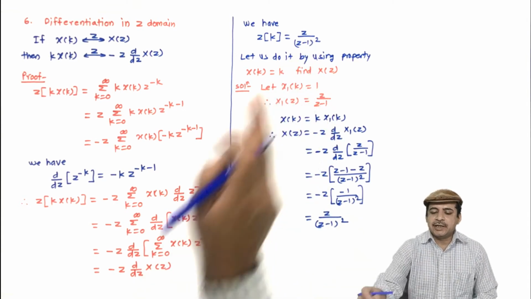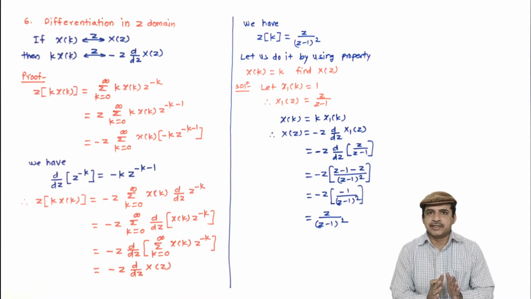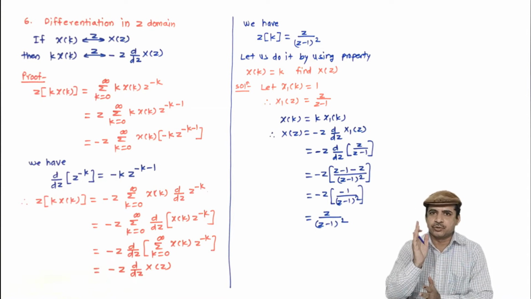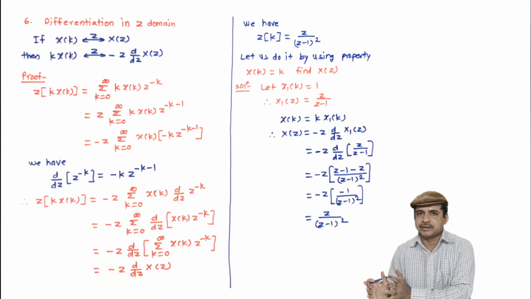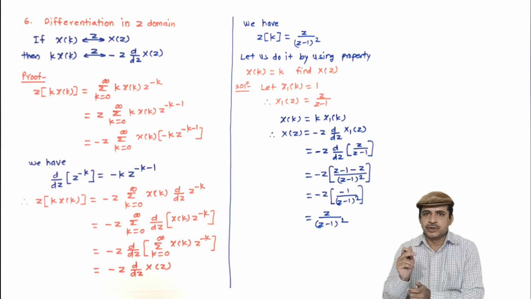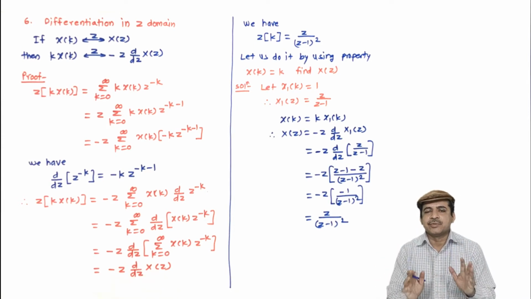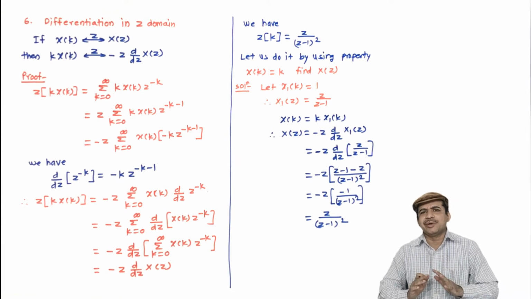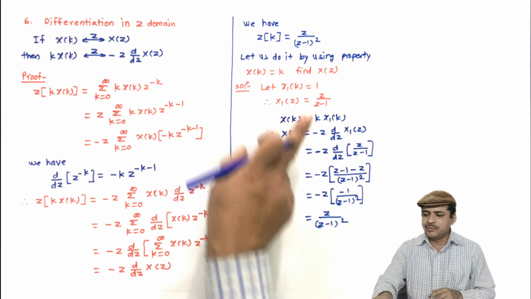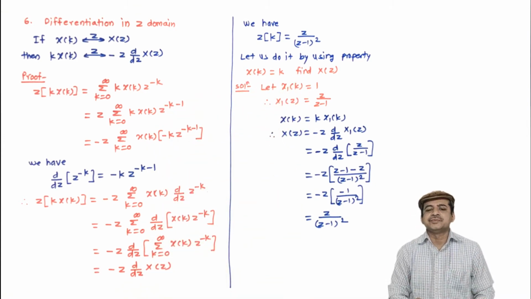So if you do this by the classical definition, that is X(z) equal to summation k equal to 0 to infinity x(k) z raised to minus k, and you put x(k) equal to k, then finding the series summation k equal to 0 to infinity k z raised to minus k is difficult or time consuming, or you need to remember so many things. So instead of remembering so many things, just remember this, then use the property.